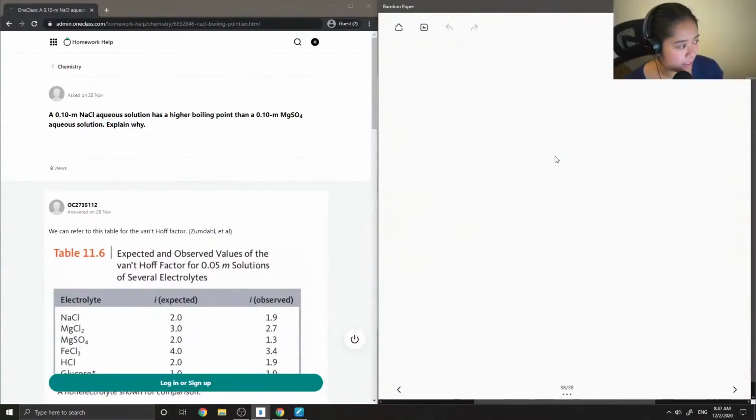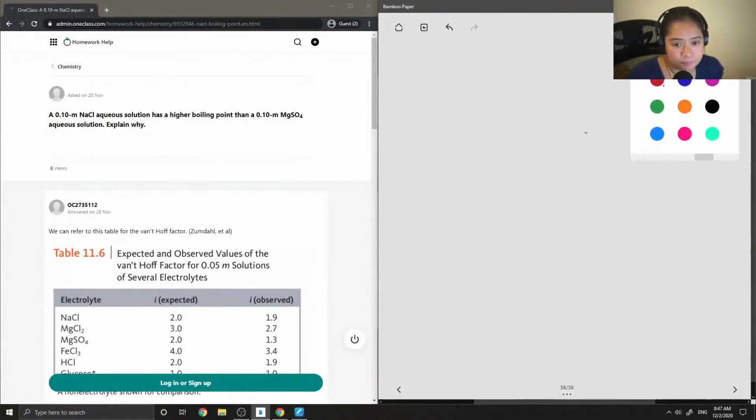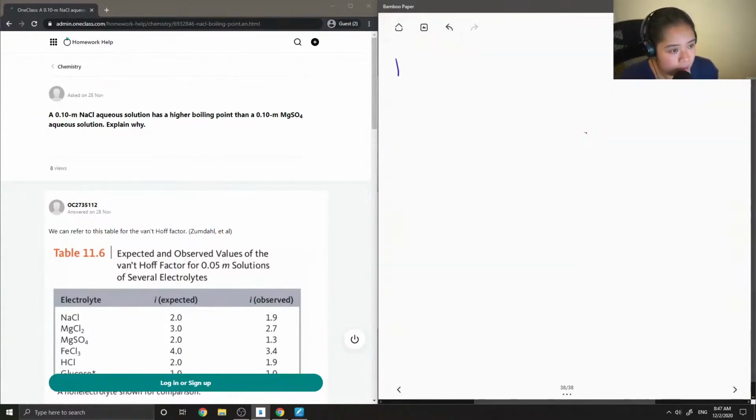Okay, so question 1 asks, a 0.10 molar sodium chloride aqueous solution has a higher boiling point than a 0.10 molar magnesium sulfate aqueous solution. Explain why. Okay, so notice that both the sodium chloride and the magnesium sulfate solutions have the same concentration. So that means that in order to figure out why one has a higher boiling point than the other, we need to look at something called the Van't Hoff factor.